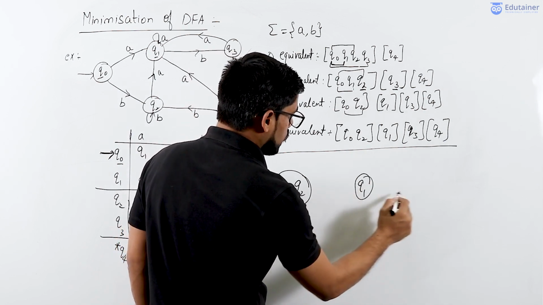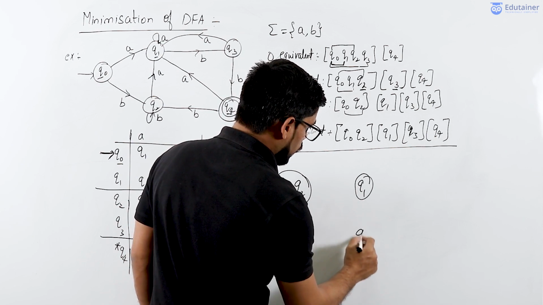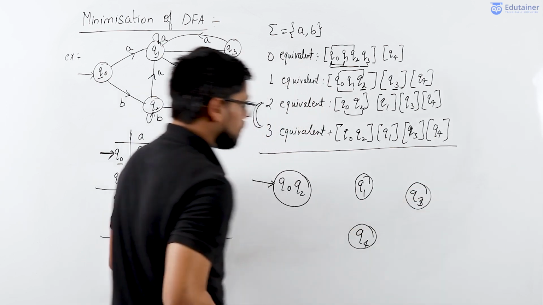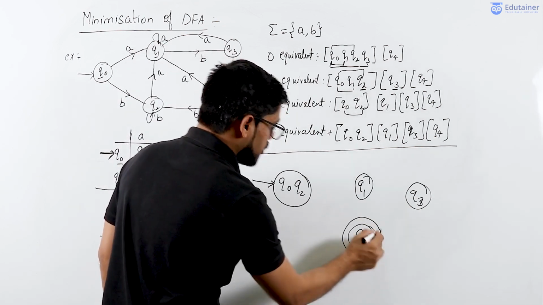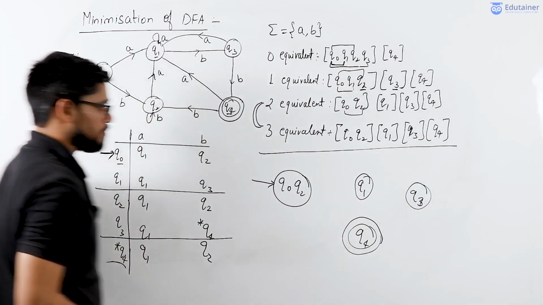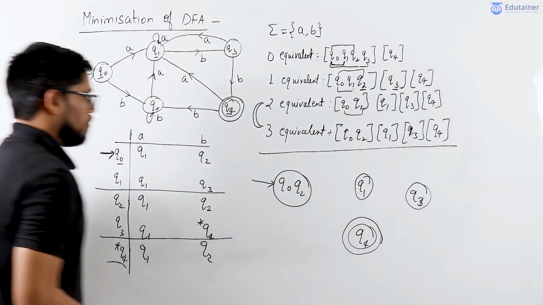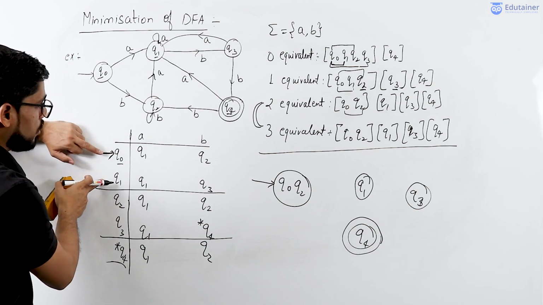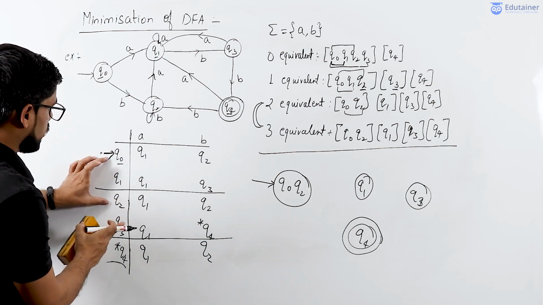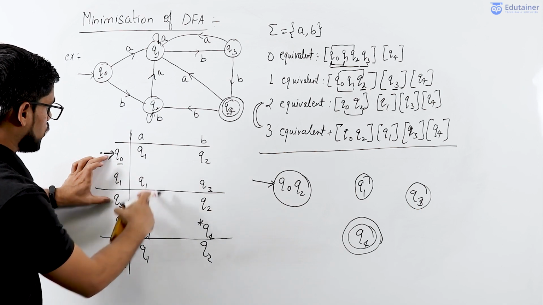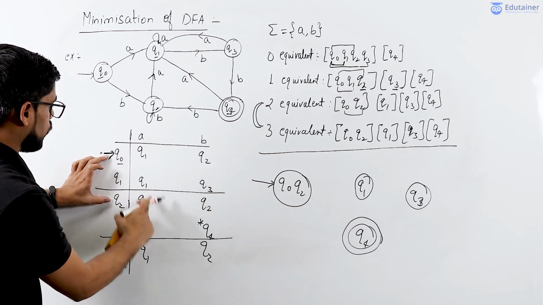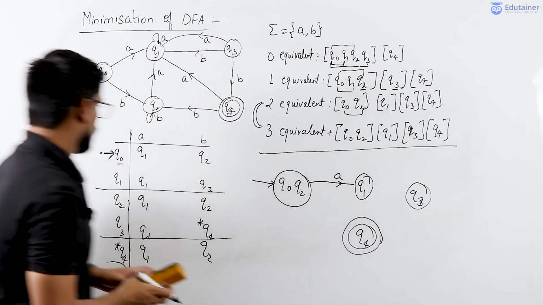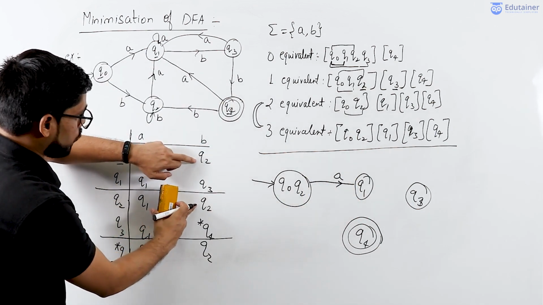then Q1, Q4 and Q3. Q4 is the final state because Q4 here is the final state. And how to take the transition moves? Again, you will consider the transition table. Q0 and Q2, these two are together. So Q0 and Q2 on small a will go to Q1, and on small b it will go to Q2.